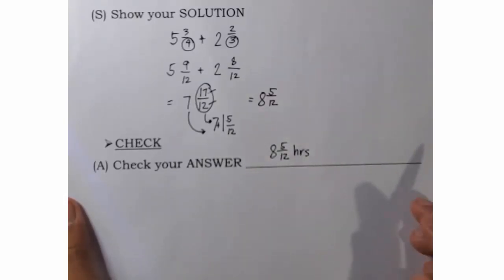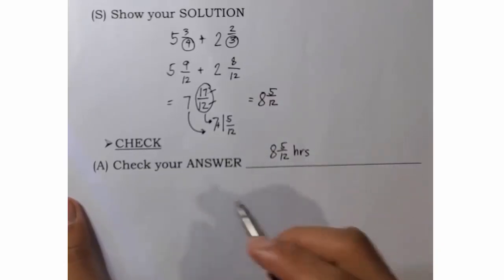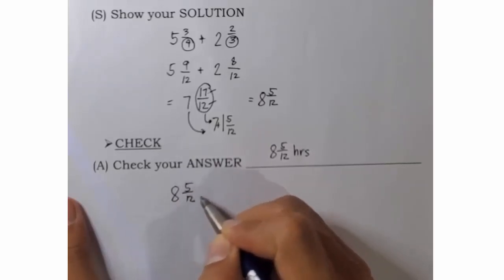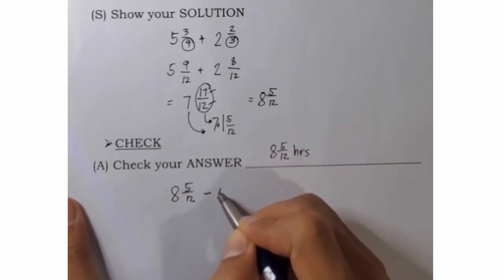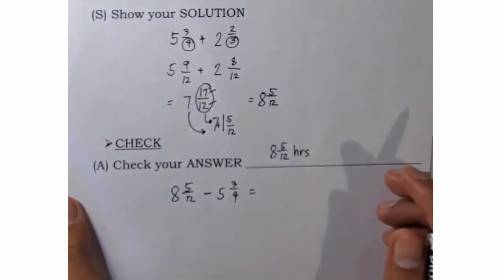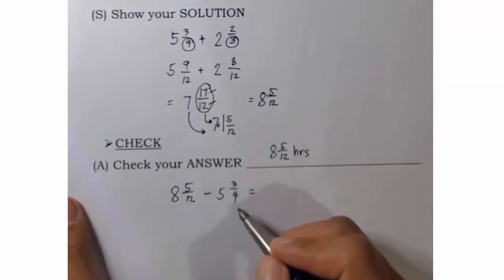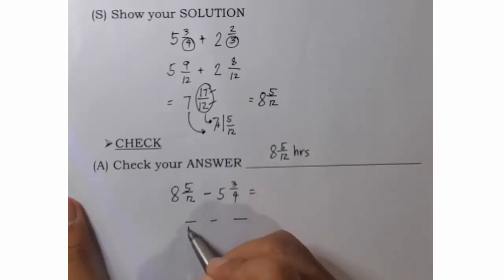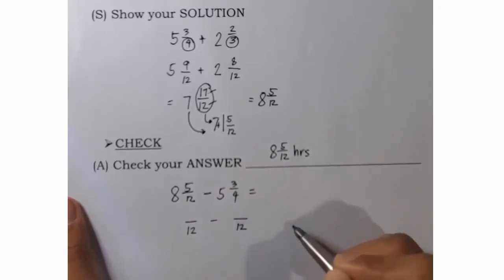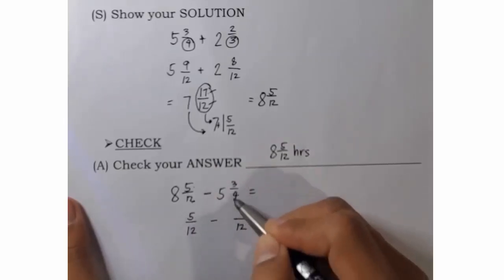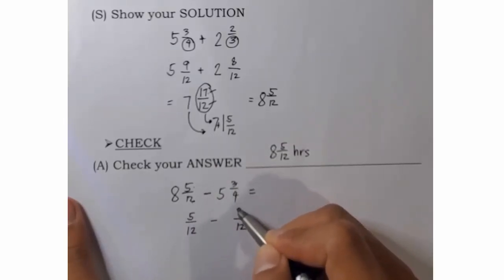during that weekend. Now, if we will try to check our answer, all you have to do is take 8 and 5/12, then subtract 5 and 3/4. We are expecting the answer 2 and 2/3 there. So if you subtract these two, of course, you cannot easily subtract them because they don't have a common denominator. Look for their common denominator, which is 12. So 12 divided by 12 is equal to 1 times 5 is 5. 12 divided by 4 is 3 times 3, that is equal to 9.